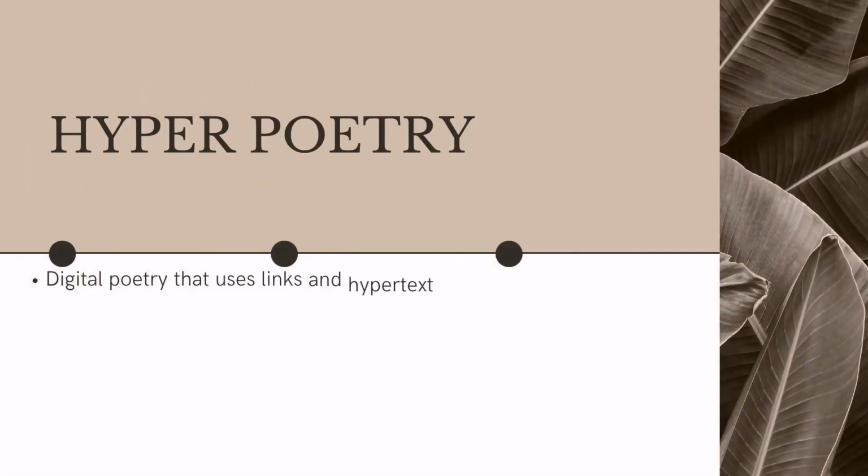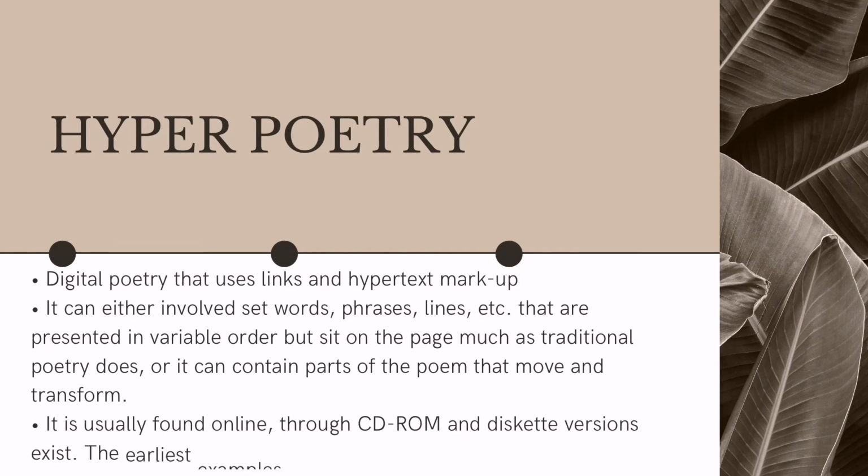Hyper poetry. Digital poetry that uses links and hypertext markup. It can either involve set words, phrases, lines, etc. that are presented in variable order but sit on the page much as traditional poetry does, or it can contain parts of the poem that move and transform. It is usually found online, though CD-ROM and diskette versions exist. Earliest examples date to no later than the mid-1980s.